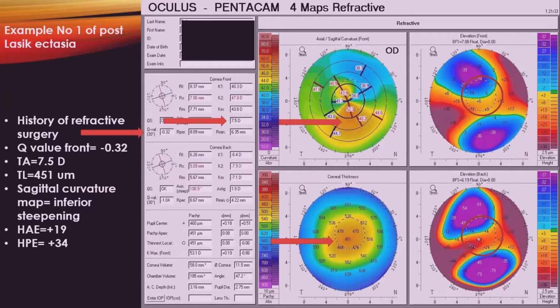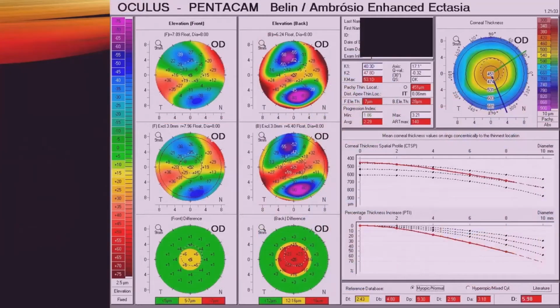We can see an inferior steepening. And we don't forget to subtract this 48 from the 40. So we have 8 diopters of inferior steepening. In the 4 millimeter zone, we can see like a tongue-like extension with an anterior elevation of plus 19, and in the posterior elevation we have a tongue-like extension with posterior elevation of plus 34. So all of these are diagnosing a post-LASIK ectasia, along with the history of LASIK, of course. The most important factor is a patient coming complaining of glare.